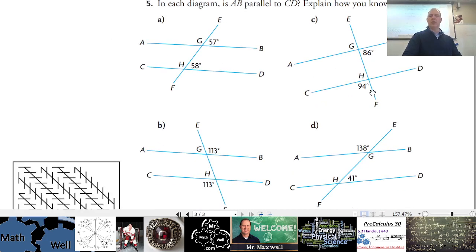Now you asked about D as well. So for D, I think the best thing to do would be to do a couple things. We could find out what G is. That's pretty easy. It should be 138. There's no question there. Now if AB and CD are parallel, that means that 138 plus 41, because they're same side interior, should add up exactly to 180. So does 138 and 41 add up to 180? No, that adds up to 179. So because that doesn't add up to 180, you can say in D that the lines are not parallel. That make sense? Yeah.